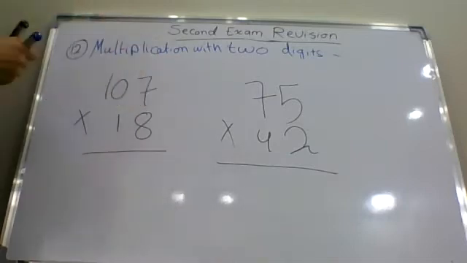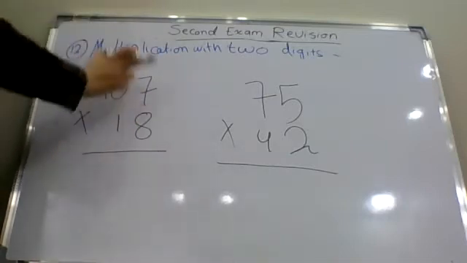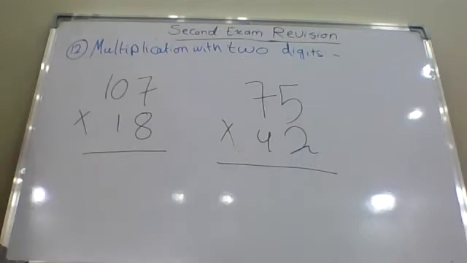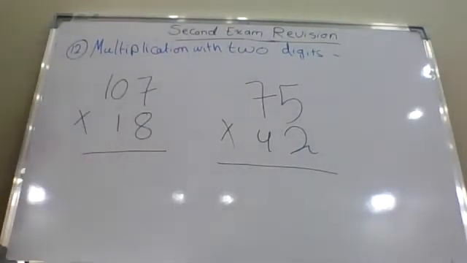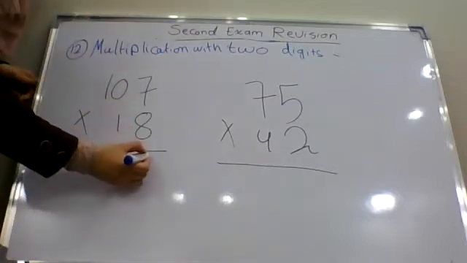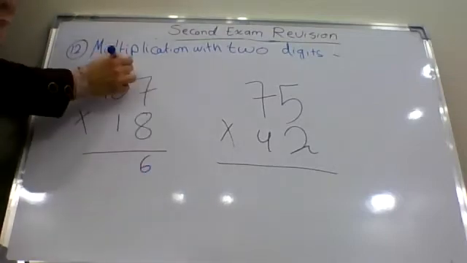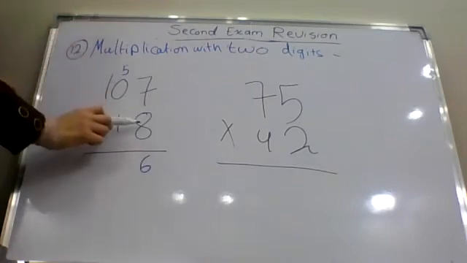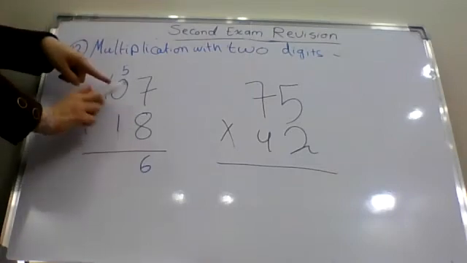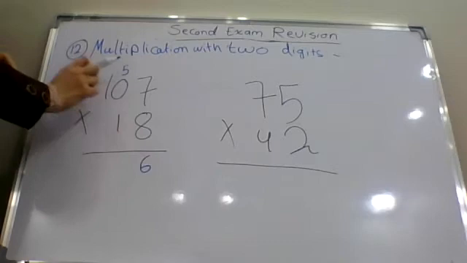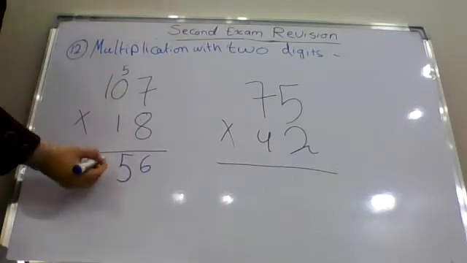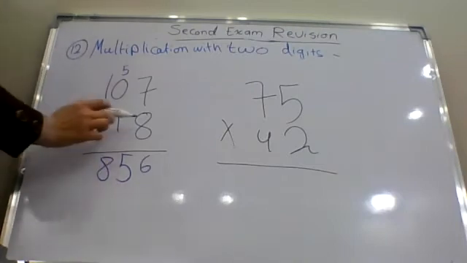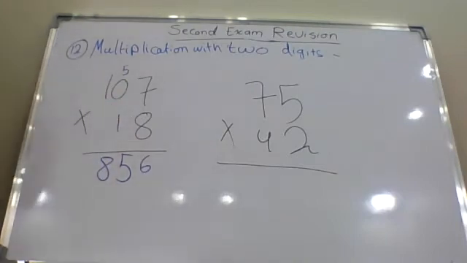I will write it in blue, okay? 8 times 7 equals, I have 7 times 8 equals 56. I write 6 over here and I write 50, okay? Then I multiply it with the tens place. 8 times 0 is 0, plus 5, the answer is 5. 8 times 1 equals 8. So now I'm done with multiplying with the ones place. I will move now to the tens place.